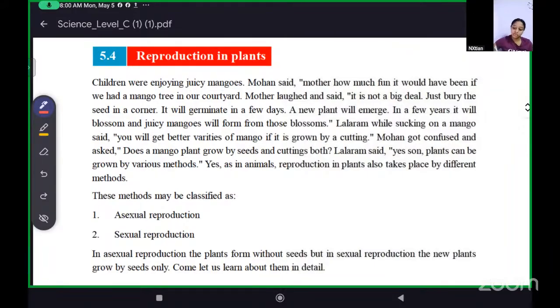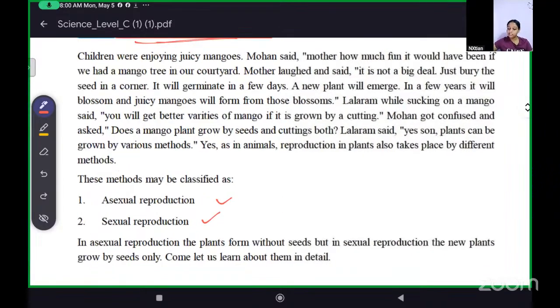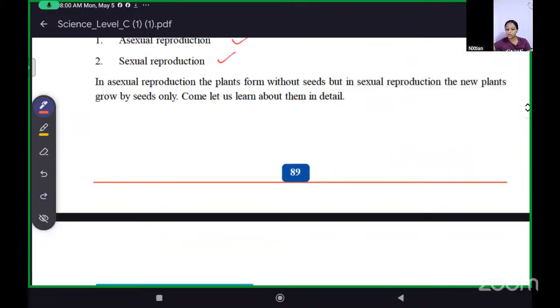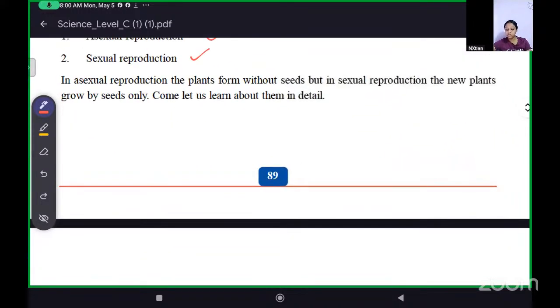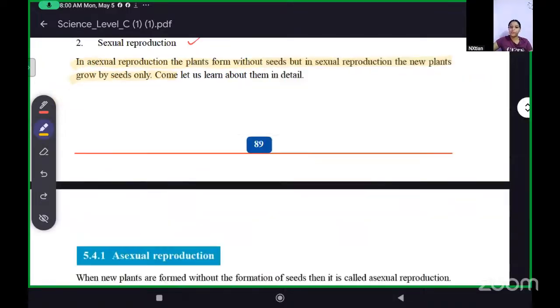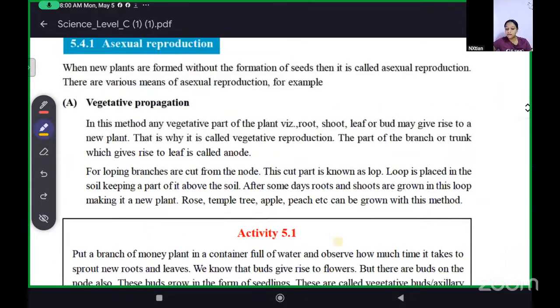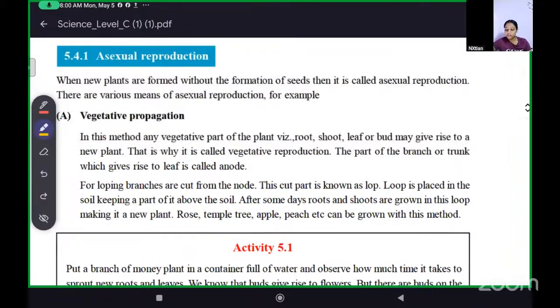Now, in plants also, there are two types of reproduction: sexual reproduction and asexual reproduction. But how does it work in plants? In asexual reproduction, the plants grow without seeds, but in sexual reproduction, new plants grow through seeds only. So now, first, asexual reproduction.